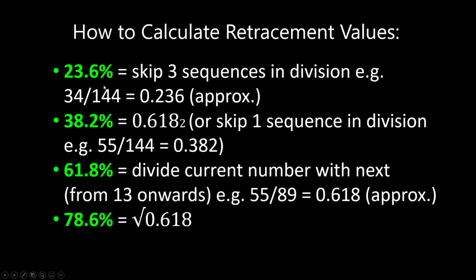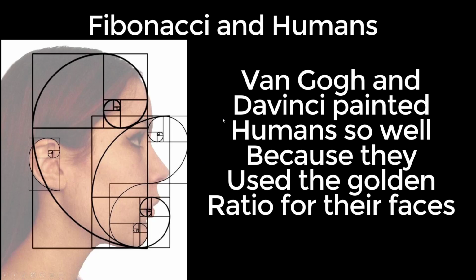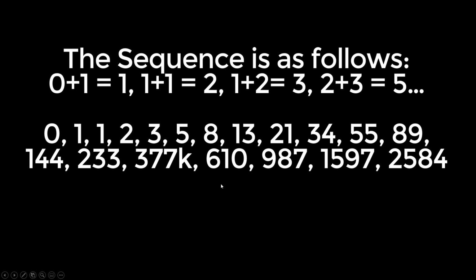So the 23.6% ratio is where you skip three numbers in the sequence in division. So you take one number and you divide it 3 numbers out. So 34 divided by 144. So what I'm going to do is go back to the actual sequence here. If you take 34 and you divide that by 144, that gives you 23.6. And you can do this with any of these numbers. Take 610, divide it by 2584. It's going to give you that same 23.6, okay?